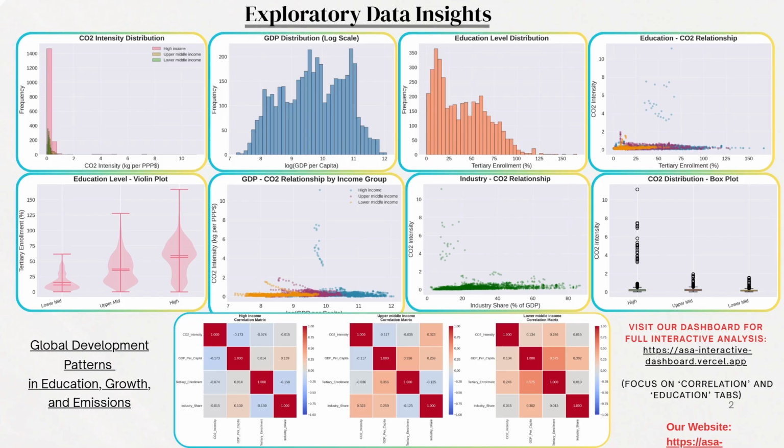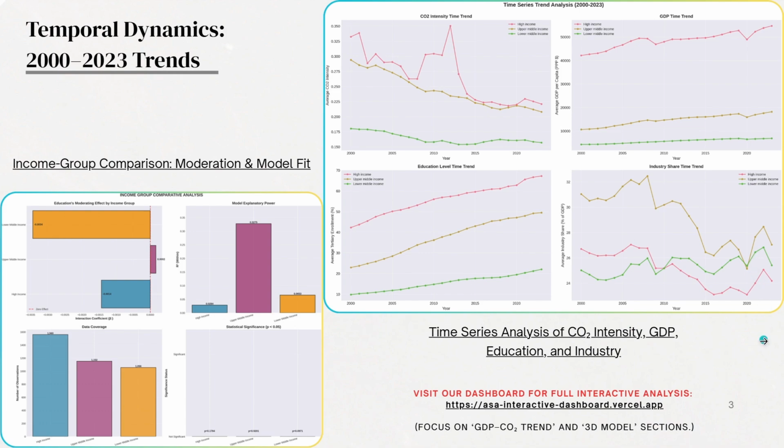The top row summarizes the distributions: carbon dioxide intensity, GDP, and tertiary education rates. The middle plots show pairwise relationships, like how higher education enrollment relates to lower carbon dioxide intensity, particularly visible in the GDP, carbon dioxide scatter plot. At the bottom, we have correlation heat maps showing that the negative correlation between education and carbon dioxide intensity is strongest in the middle income countries. These exploratory findings suggest that education can indeed act as a moderating factor, reducing the environmental cost of economic growth.